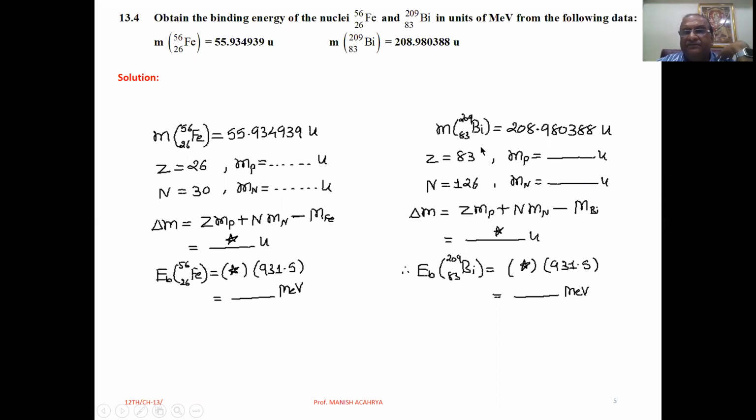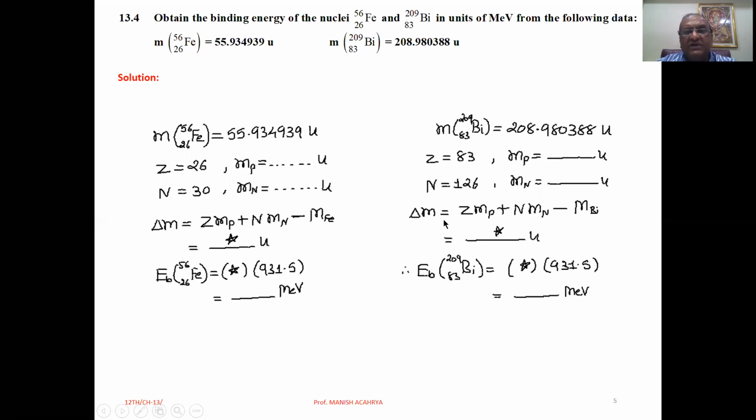Then after, the mass of Bi-209, 83 209, that is given to you. In this one, the number of protons is 83, and the number of neutrons is 209 minus 83, that is 126. The mass of proton and mass of neutron are given to you.